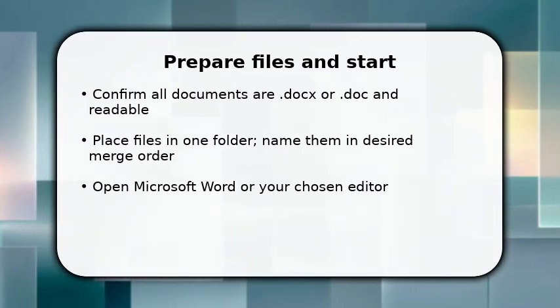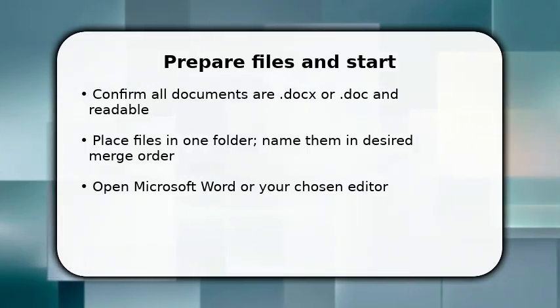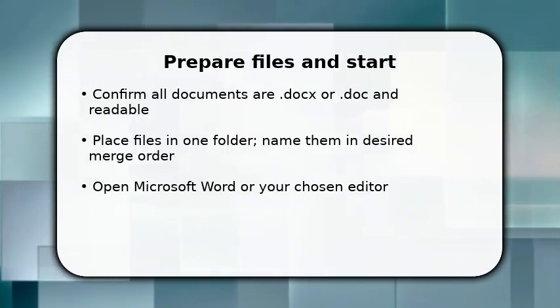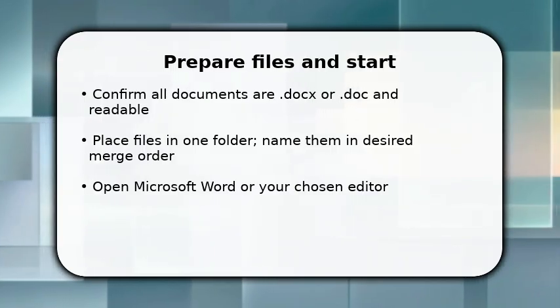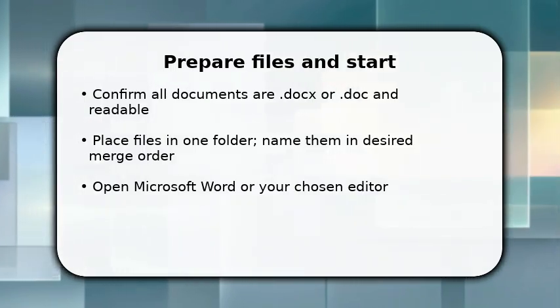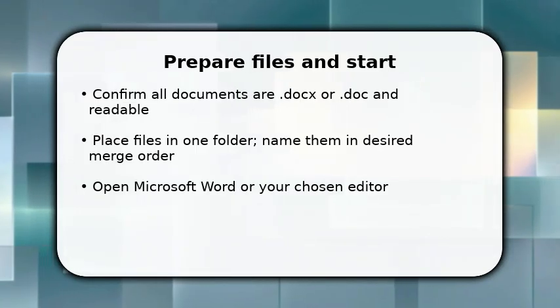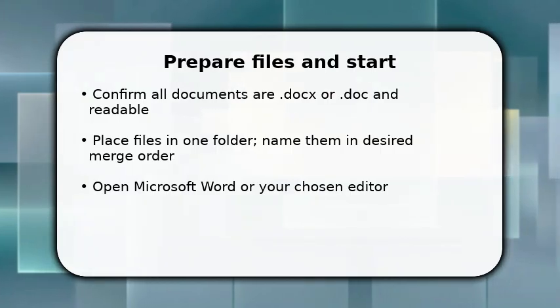You begin by gathering the Word files you will merge. Make sure they are docx or doc and accessible. Once your files sit in one folder and are named in the order you want, open Word and create a new blank document. You will insert the others into this file, so position the cursor where the first insertion should land. Make sure to save this new file with a clear name. This prevents accidental overwrites and gives you a restore point.